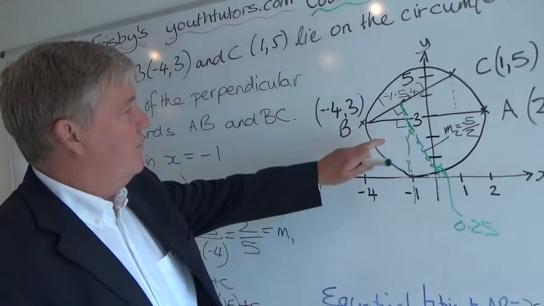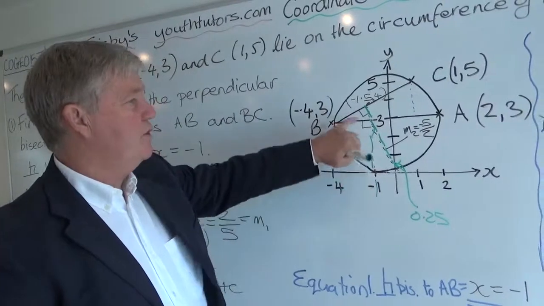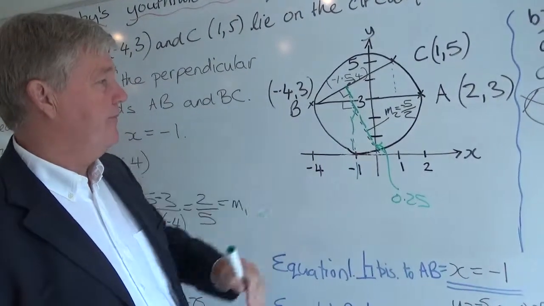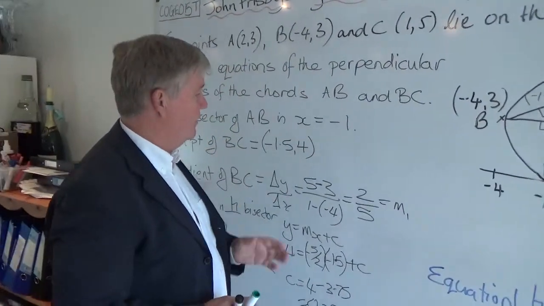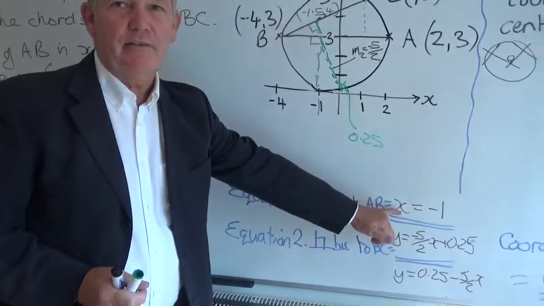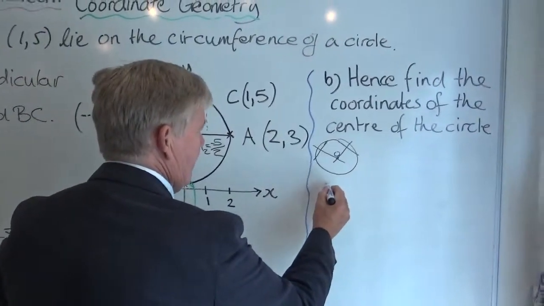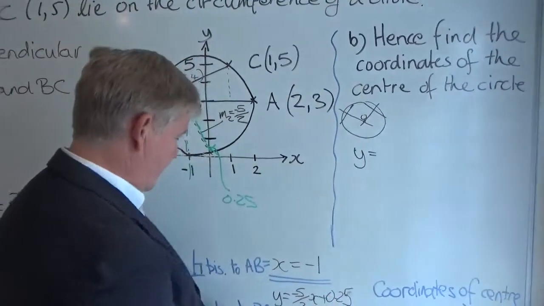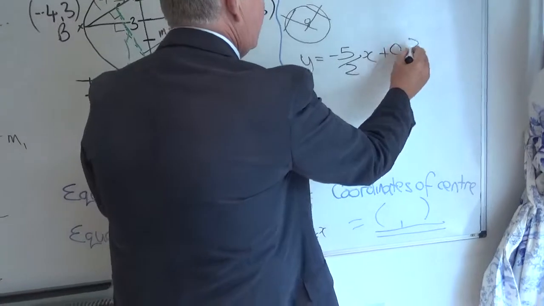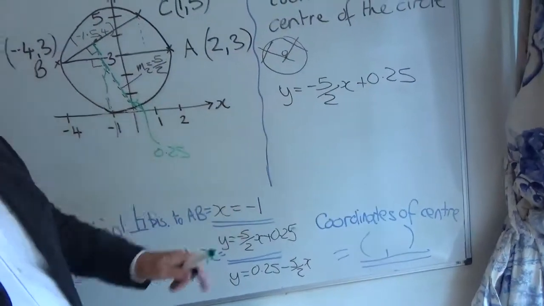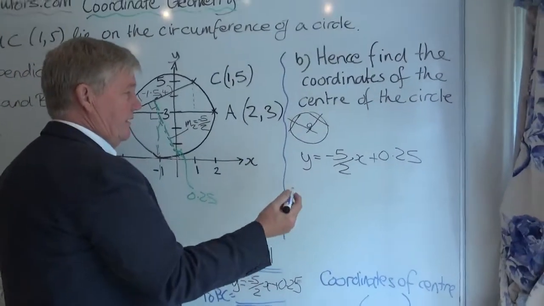What we would normally do is put the two perpendicular bisectors equal to each other because they would both start with y equals. The difference with this one is that we've got an equation x equals -1. We don't have a y equals for that line. So I'm going to start off by writing y equals -5 over 2 x plus 0.25. That is our equation of this bisector. The other one is that x equals -1.